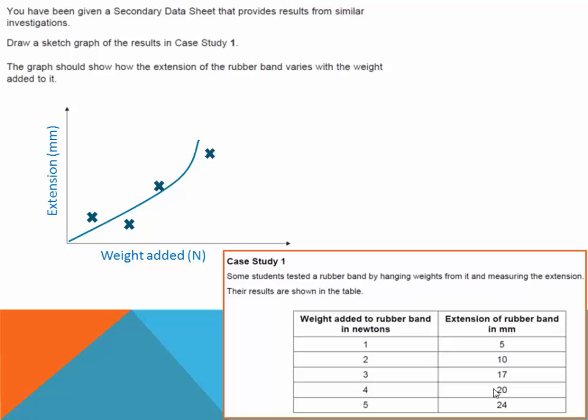If you look very carefully at the data, you'll see that the weight, as it went up one at a time, 1, 2, 3, 4, 5, the extension was going up very nearly in equal steps. So the sketch graph should have a line of best fit that's linear or straight to reflect the fact the extension of a rubber band is going up in roughly equal steps. Therefore, in this example, no marks are scored.